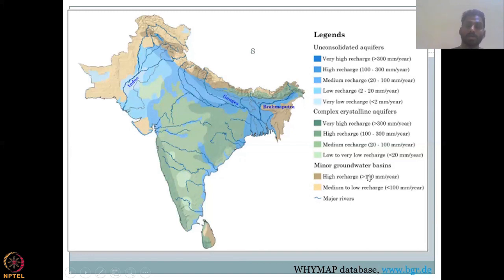Then when you go to the Saurashtra region and the hilly regions, you have the minor groundwater basins with a very low recharge compared to the unconsolidated and complex aquifers. Not many major rivers are present. If you look at the brown regions, there are not many major rivers. All the major rivers are in the alluvial aquifers. Look at this: there's Kaveri, Krishna, Narmada, Brahmaputra, Ganges. And you also have the hilly regions with good rainfall in the high-yielding complex crystalline aquifers.